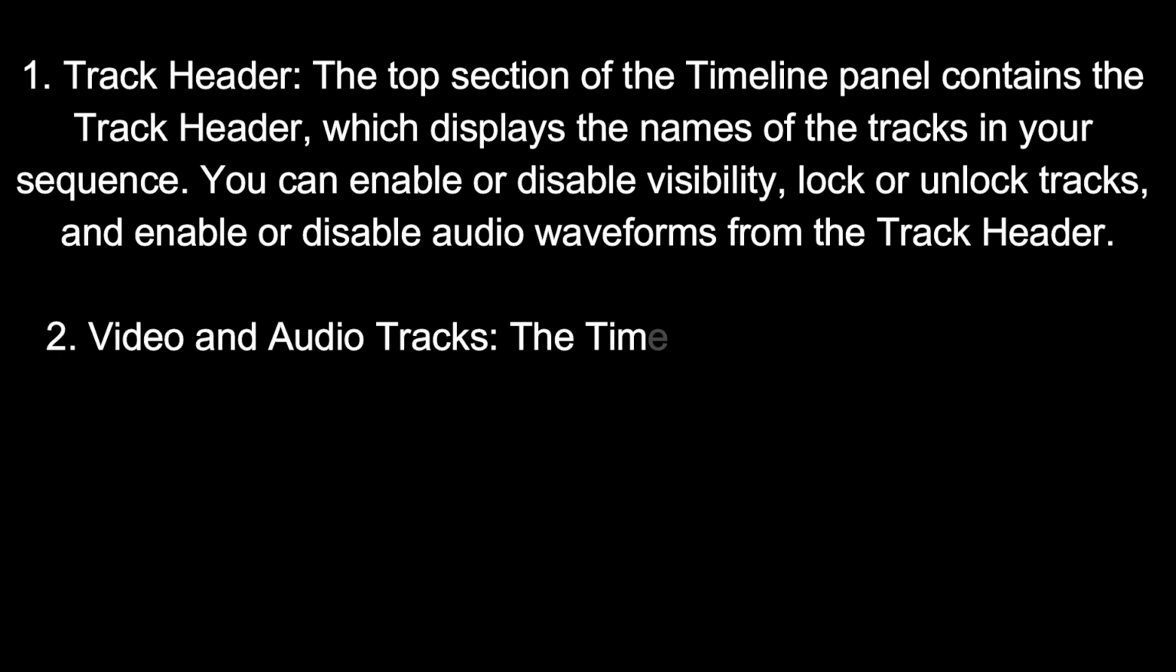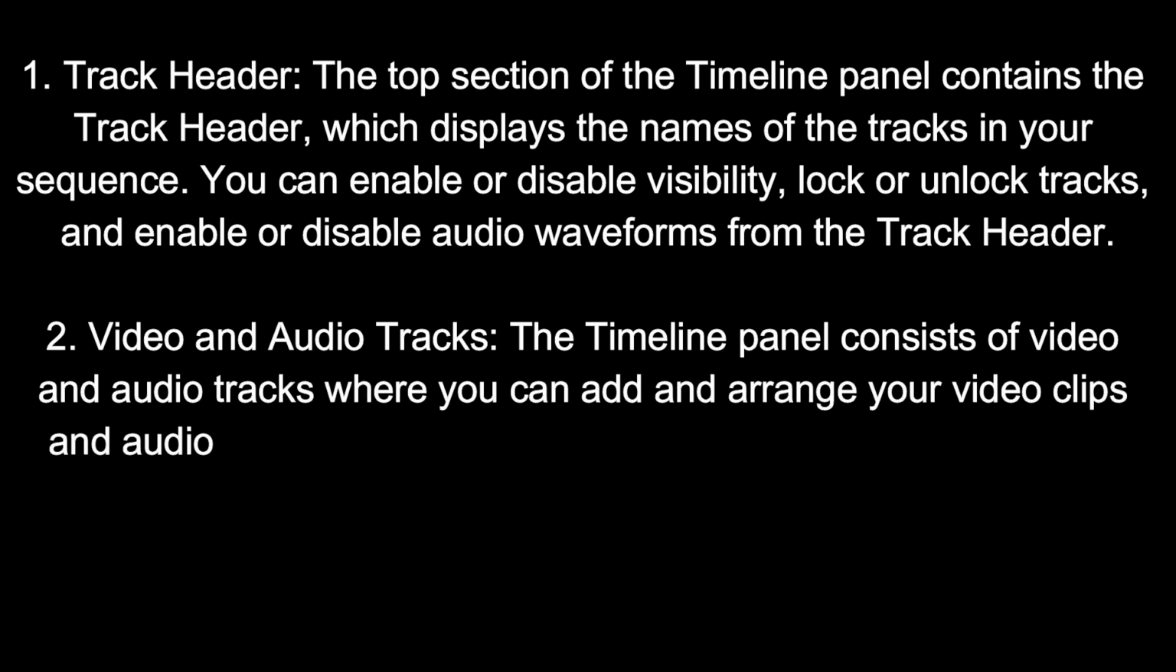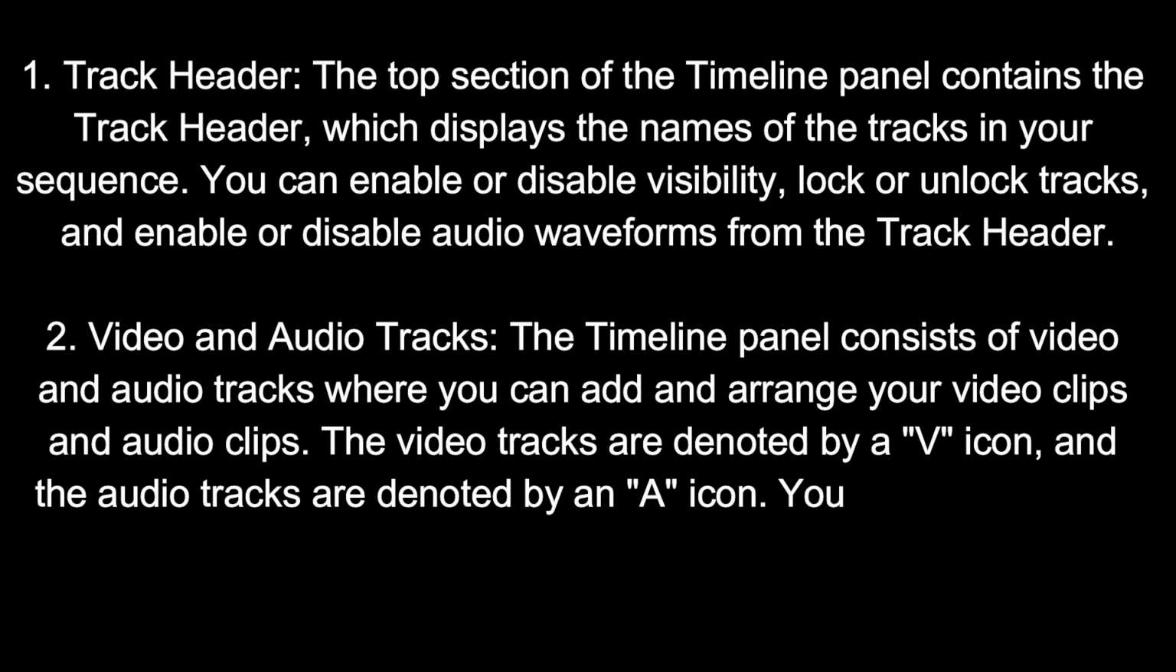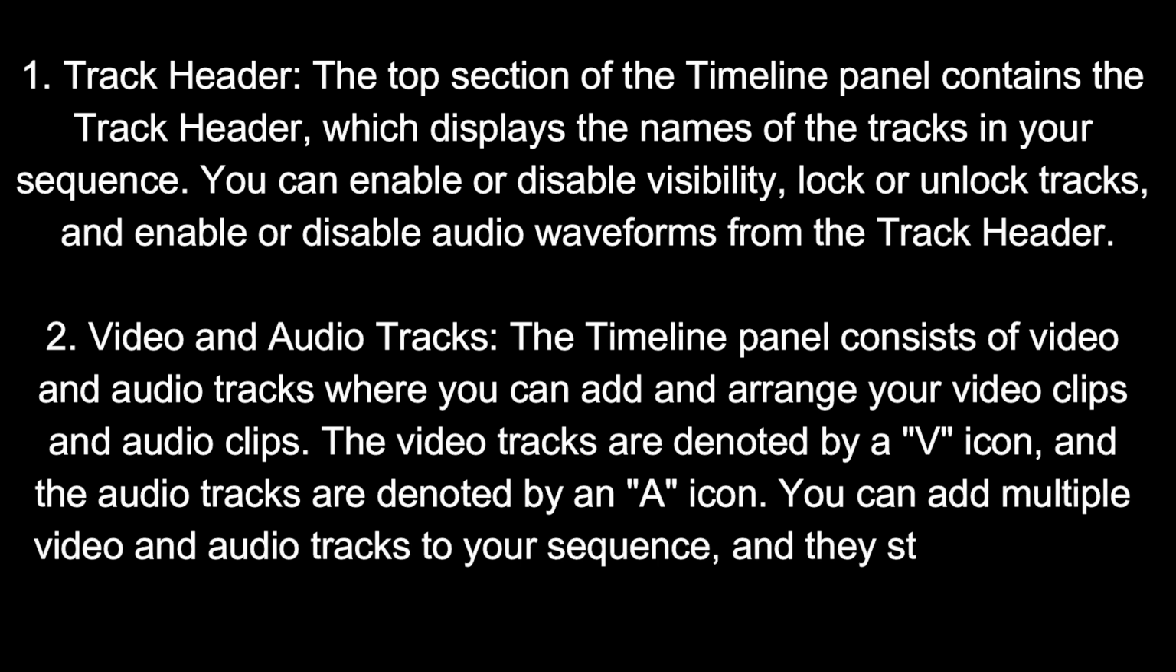2. Video and audio tracks. The timeline panel consists of video and audio tracks where you can add and arrange your video clips and audio clips. The video tracks are denoted by a V icon, and the audio tracks are denoted by an A icon. You can add multiple video and audio tracks to your sequence, and they stack vertically in the timeline panel.